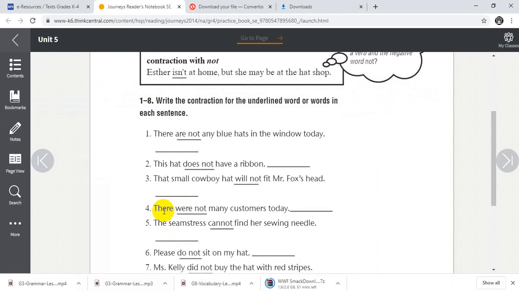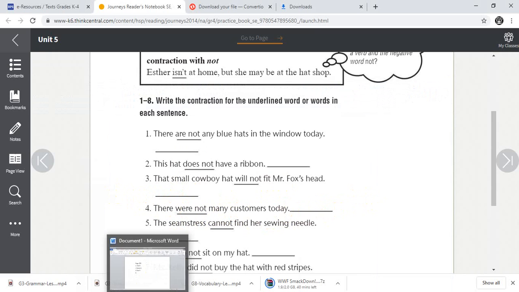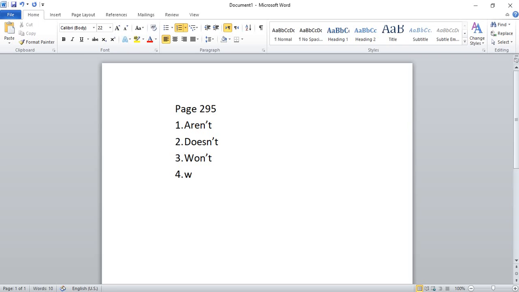Number 4. There were not many customers today. Okay, there were not many customers today. So we're going to put were not into a contraction. It's going to be weren't. There weren't many customers today. Easy, right? So we're going to say weren't.